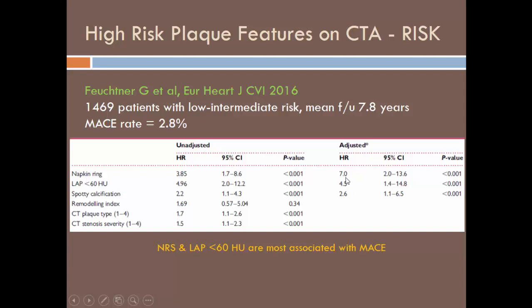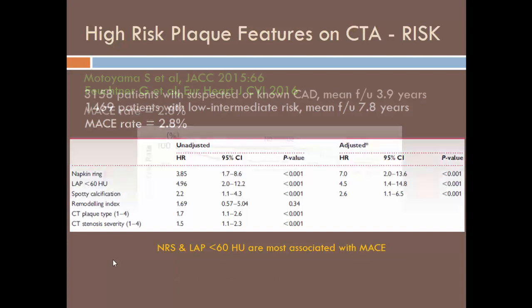So hazard ratio of 7. Then low attenuation plaque of less than 60, hazard ratio of 4.5, and spotty calcification 2.6. Now, they didn't find remodeling index to be prognostically significant. This is a lot of work. Somebody trying to analyze all these plaques in such detail, I must say, is a lot of work.